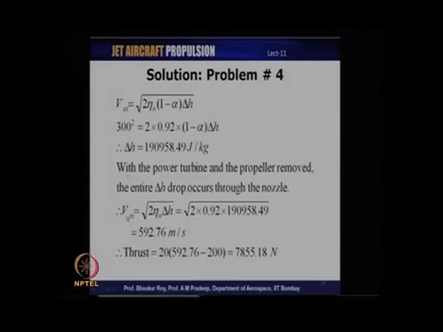It was earlier 300. Now, the exit velocity is not equal to (1 minus alpha) delta H, but it is just equal to delta H. So, we get exit velocity is equal to square root of 2 into efficiency of the nozzle into delta H, which is equal to 592.76 meters per second. Therefore, the new thrust will now be equal to mass flow rate 20 into (V exit minus V), that is 592.76 minus 200, that is 7855.19 newtons. So, this is the thrust that will be developed by the nozzle if we were to remove the power turbine and the propeller.